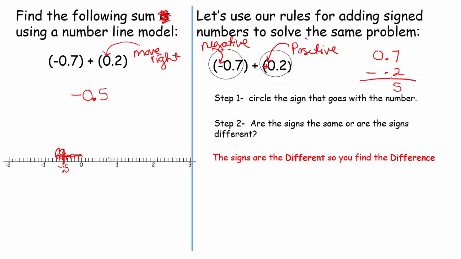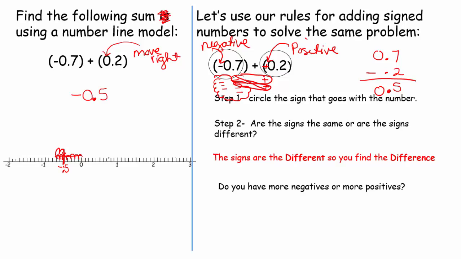7 minus 2 is 5. Bring down our decimal point, bring down our 0. Then you have to say, do I have more positives or do I have more negatives? I have negative 7/10. So there's negative 1, 2, 3, 4, 5, 6, 7 tenths and only positive 2/10. Positive and negative, each pair will zero each other out. I definitely have more negatives left over.